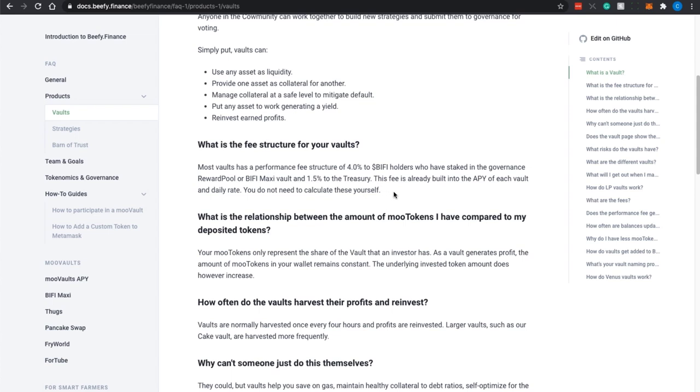If you go through their main application, the APY that is being listed there has already taken into account the fees, based on their statement here.